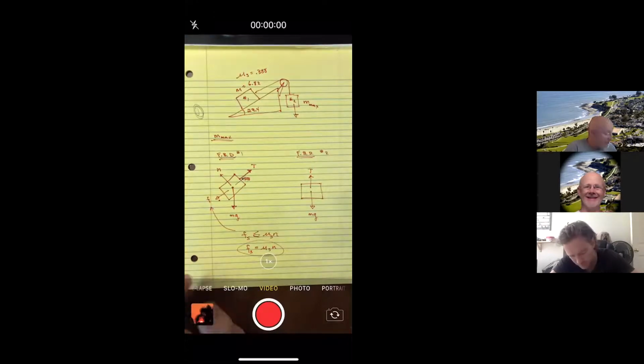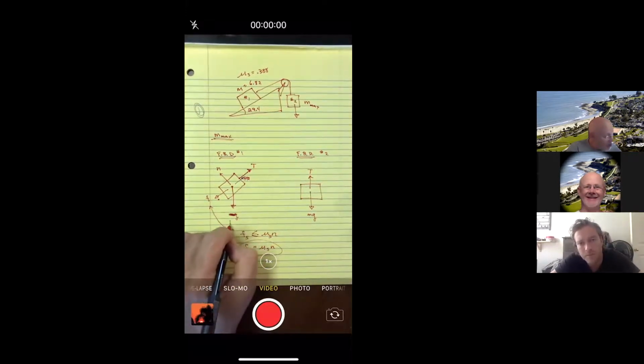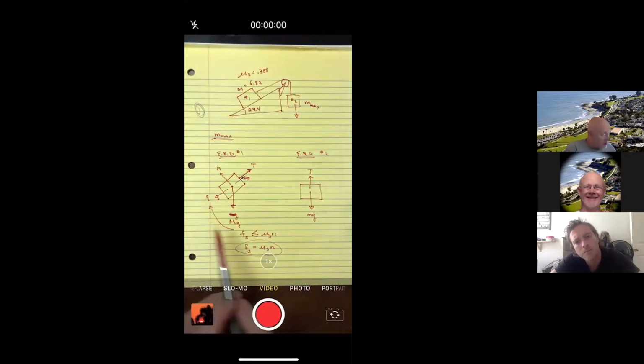Oh, by the way, I kind of messed up in my diagram. Let me come back over here to free body diagram number 1. I should have used a capital M over here. So that should be a capital M, and this should be the lowercase m.